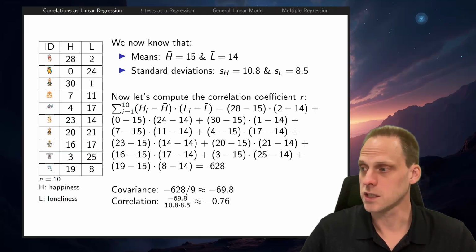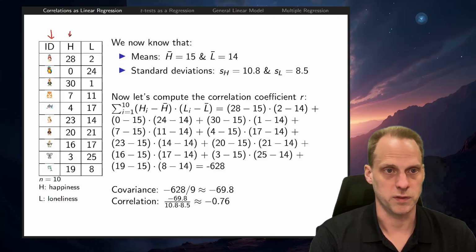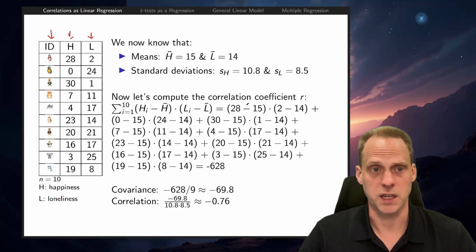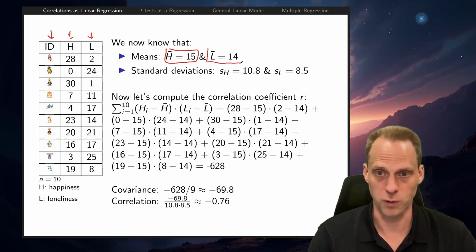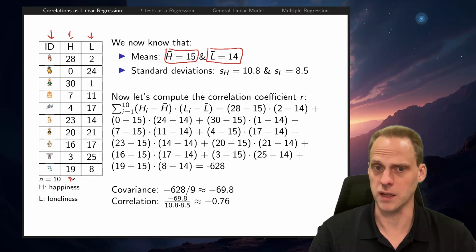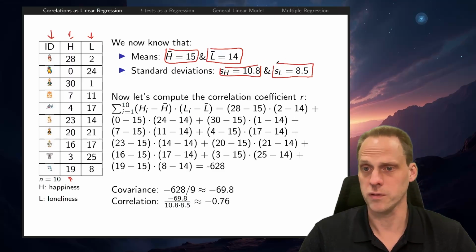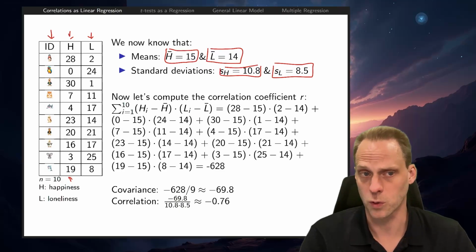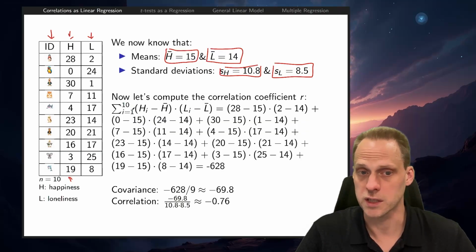Let's look again at a data set that we have been playing around with. It's just made up data of animals that have some happiness score and some loneliness score. In this case, we can calculate all kinds of things. We know, for example, that the mean score was 15 for happiness and 14 for loneliness. We get that by summing these variables and then dividing by 10. We know that the standard deviations were 10.8 and 8.5. We get that by taking the distance from the score to the mean, squaring that, and then doing that for every score, then averaging that and taking the square root.